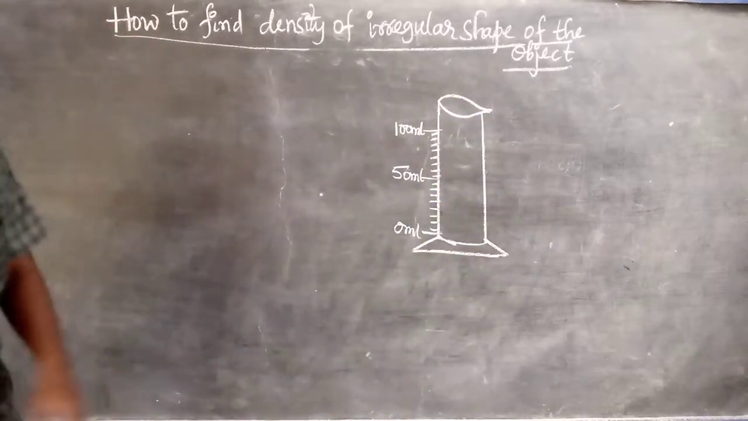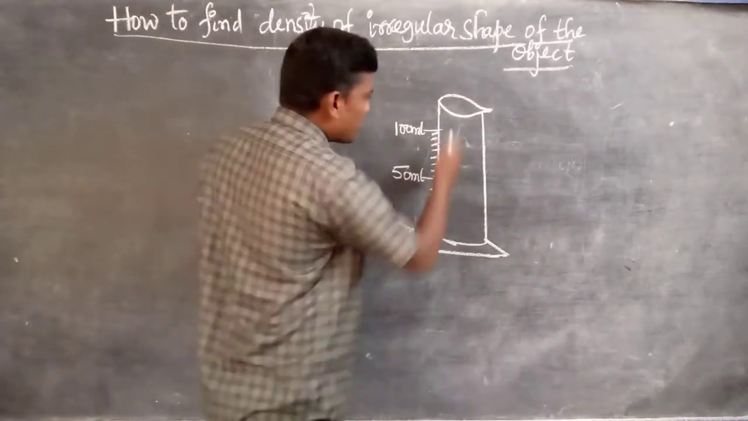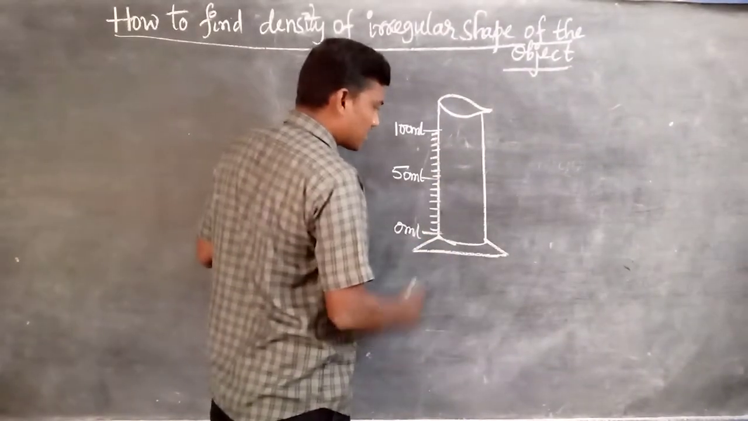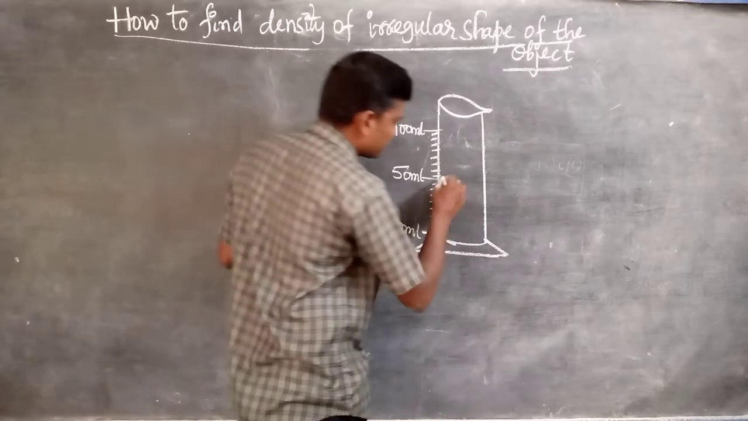So this is a measuring cylinder. When you see this object, in standard terms it is called a measuring cylinder, made up of plastic or glass.